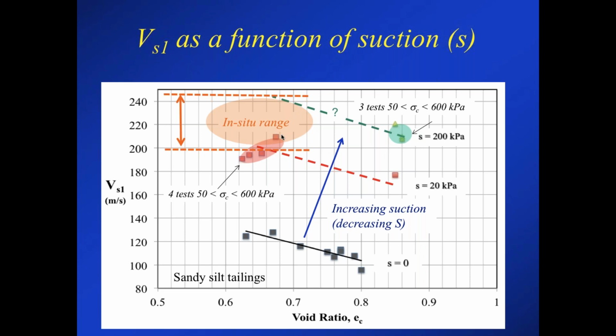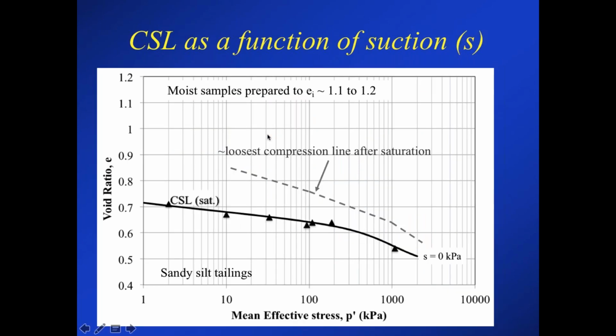But at least now we've got a range of where we think that in situ void ratio is. And if we now go back to the critical state line, here it's plotted on a slightly different scale now. So here's the critical state line for the saturated samples and the loosest compression line.